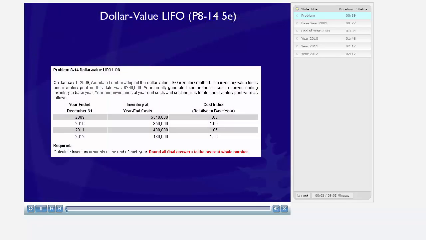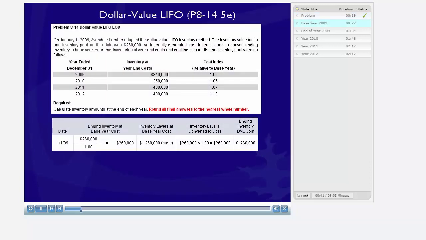On January 1st, 2009, Avondale Lumber adopted the dollar value LIFO inventory method. The inventory value for its one inventory pool on this date was $260,000. An internally generated cost index is used to convert ending inventory to base year. Year-end inventories at year-end costs and cost indexes for its one inventory pool appear in the table below, and we're asked to calculate inventory amounts at the end of each year.